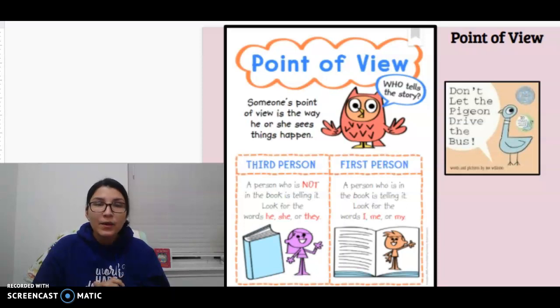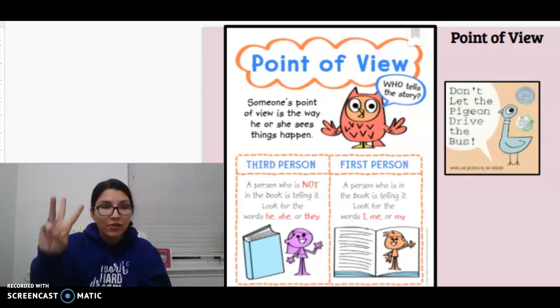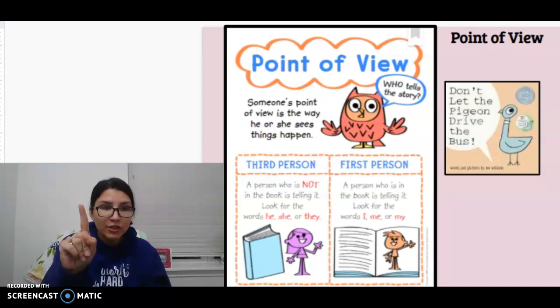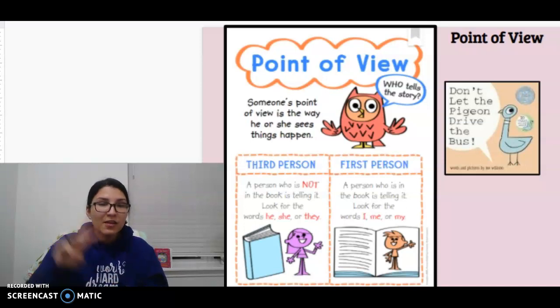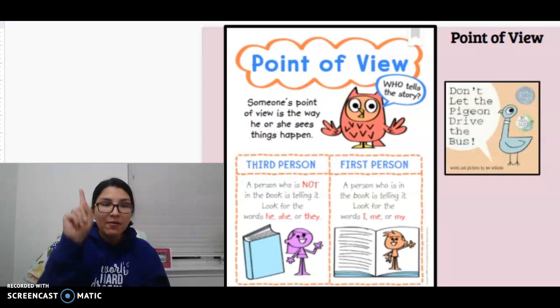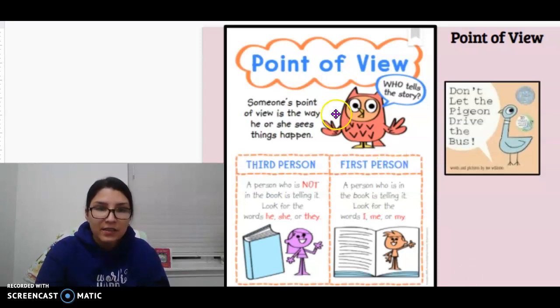Hi there, we are going to be reviewing point of view. Point of view, who tells the story? Today we are going to be going over third person point of view and first person point of view. Do this with me. Third person point of view and first person point of view. Excellent. So, right here it says, someone's point of view is the way he or she sees things happening.